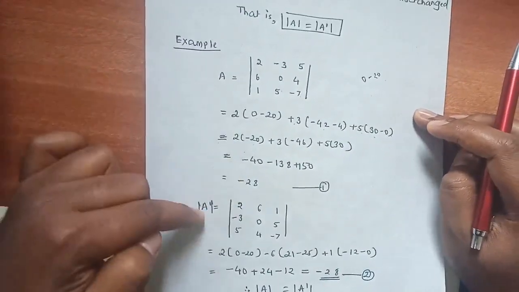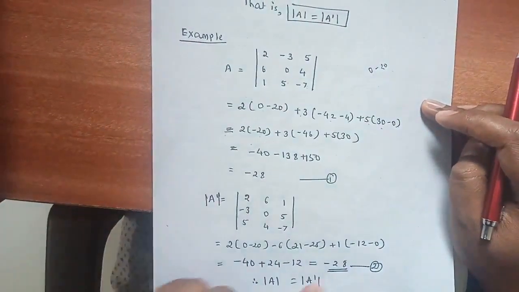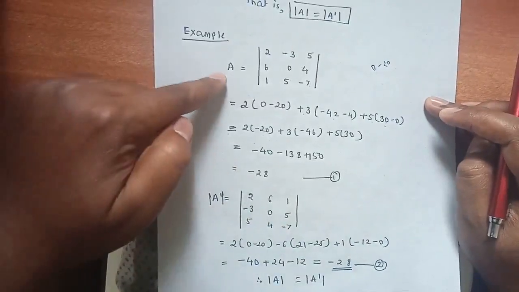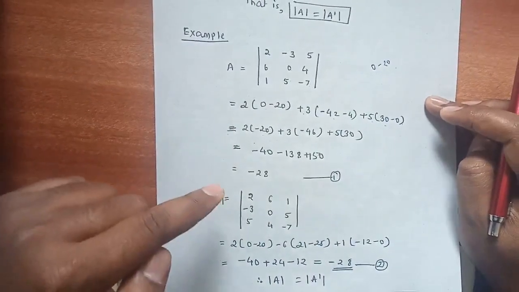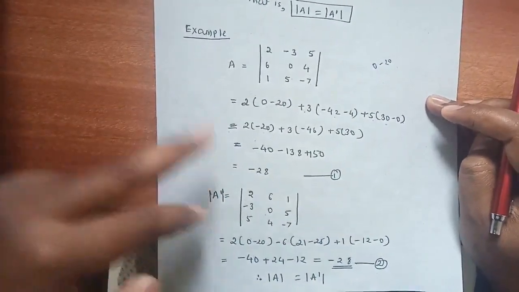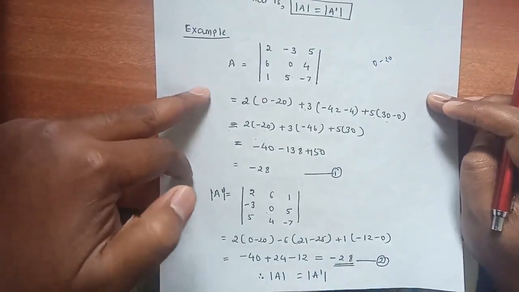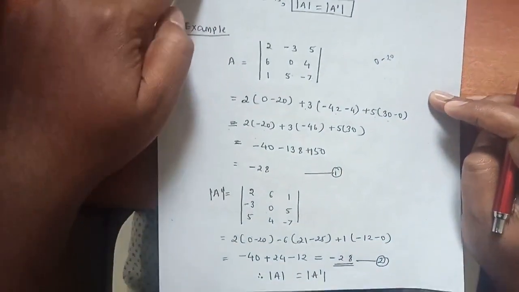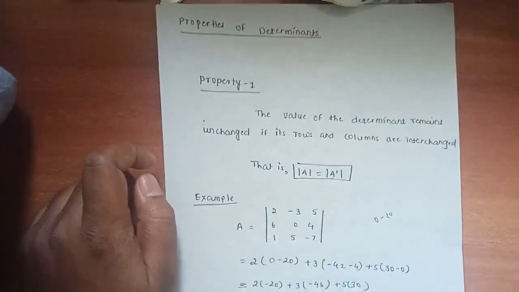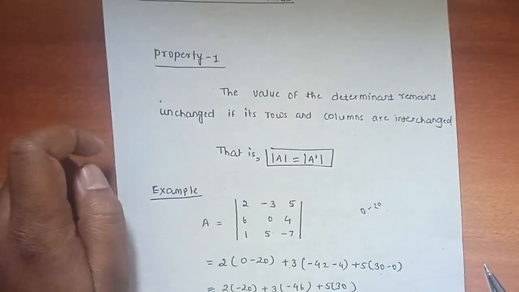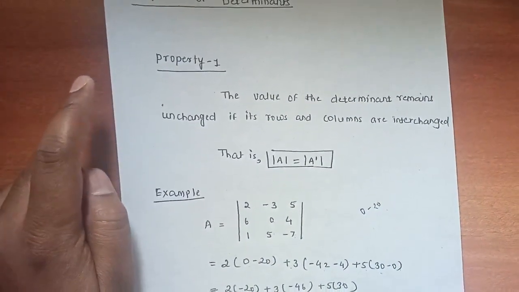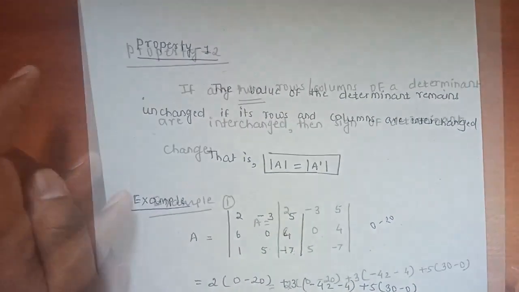Now if I take the transpose of it and solve, again the answer is coming minus 28. So for the determinant and its transpose, if I find the answer for both, the answer will come the same. That means the first property is clarified. The value of a determinant and its transpose, if I expand, the value of both will be the same.